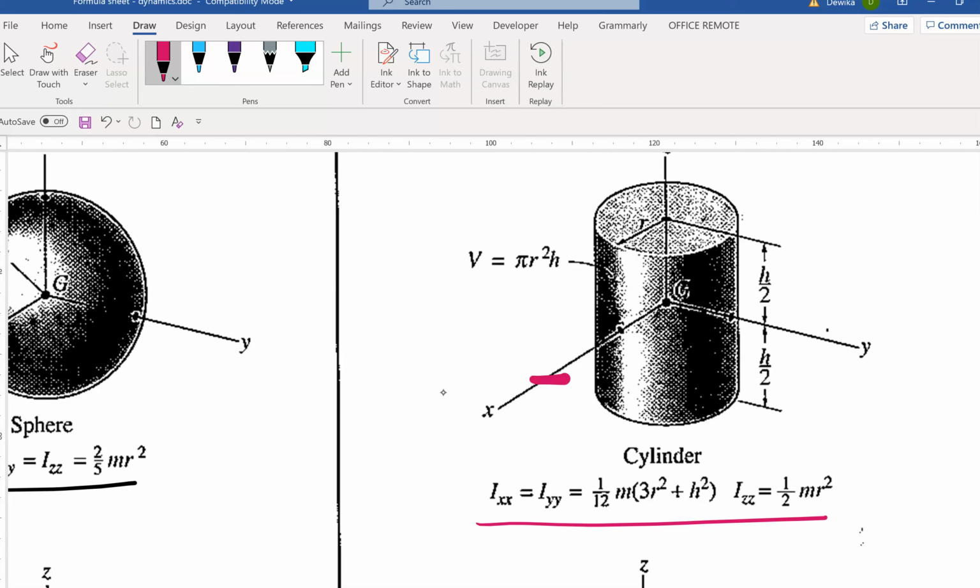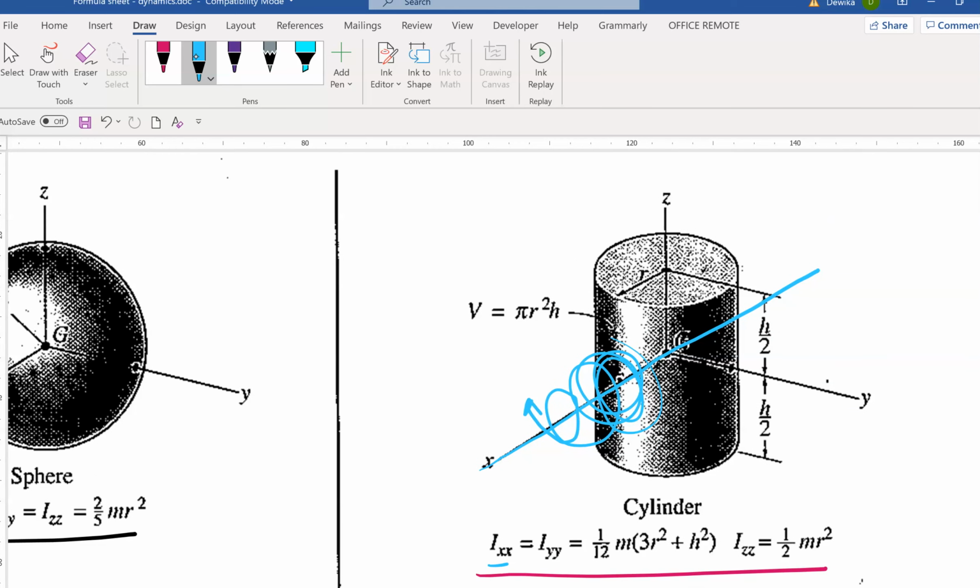Look at the axis. Axis XX. What does it mean by axis XX? It means this thing is running at this axis, so this cylinder is going to rotate around that axis. It's very difficult for me to show you. What about axis YY? Axis YY is somewhere around here. It means this cylinder will rotate about axis YY.